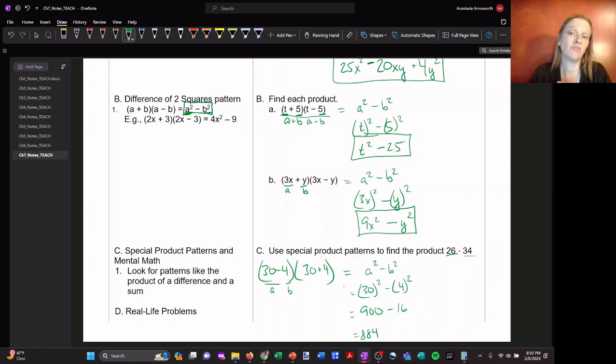So this is something you could do in your head. While I wouldn't try to directly multiply 26 times 34 in my head, I'm not that good at mental arithmetic, I can quite easily do these steps in my head if I have a special pattern to the numbers that I'm multiplying together.